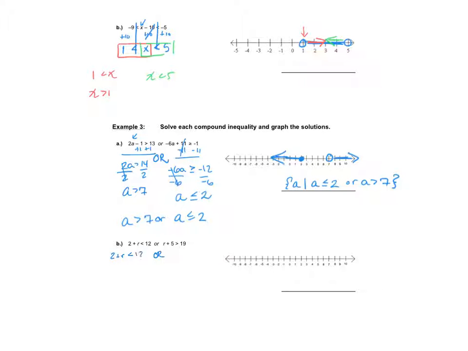2 plus r is less than 12, so to isolate r, I subtract 2 from both sides, and r is less than 10. And on the right hand side, r plus 5 is greater than 19, subtract 5 from both sides, and r is greater than 19 minus 5 is 14. With an or in between, so r is less than 10, which is here, going to the left, and r is greater than 14, so I'll just add 14 to the number line. Open circle, going to the right. Set builder notation, all values of r such that r is less than 10 or r is greater than 14.